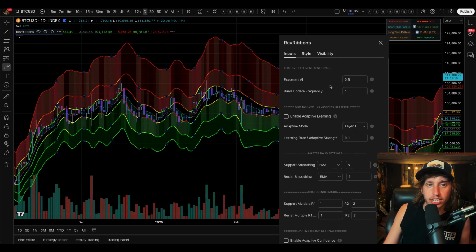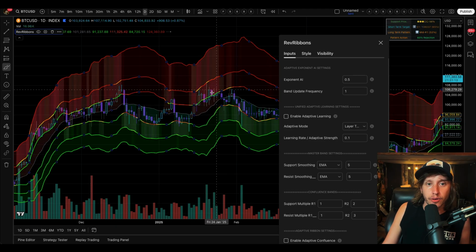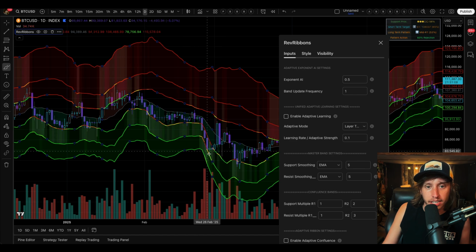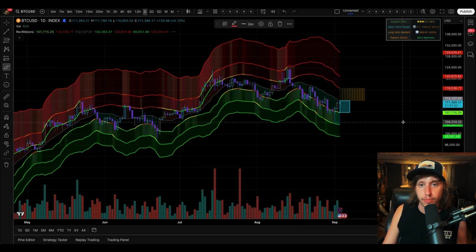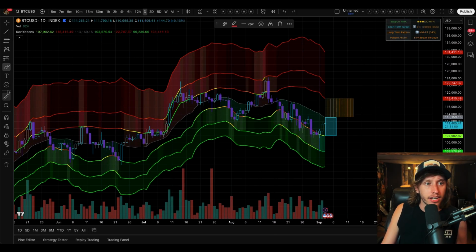You might find some really interesting stuff on other Exponent AI settings. The band update frequency is just how... Let me just go ahead and actually set 0.5. It looks pretty interesting on the daily. You know what? One more thing I wanted to look at on the daily. I'll put it back at 1 because this is just my favorite setting. Back at 1 on the daily time frame.